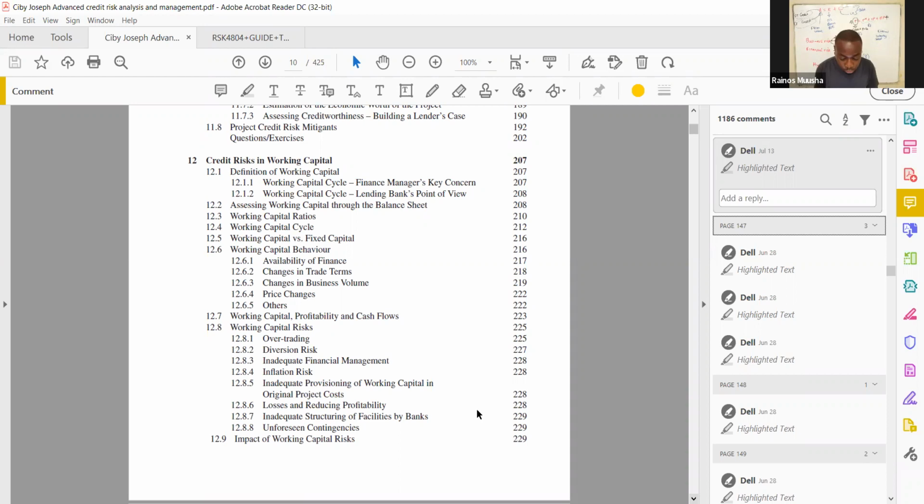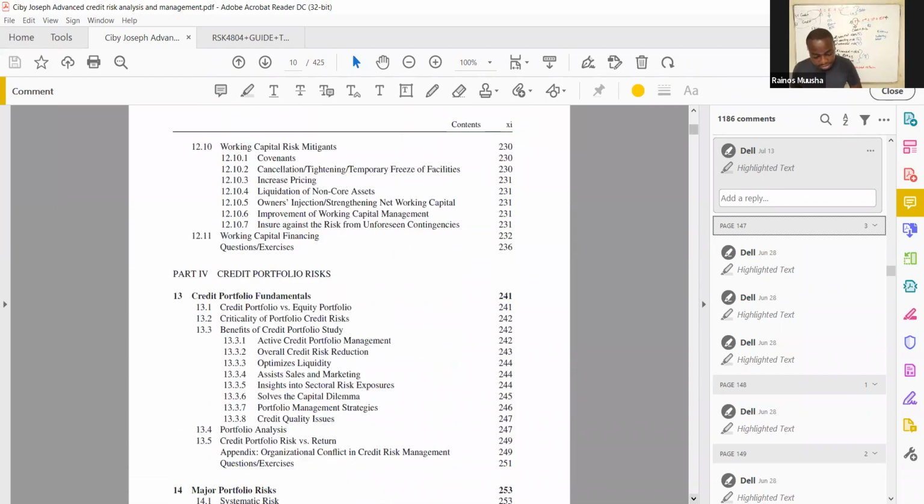And here, that's when we're going to be looking at the working capital cycle, where we look at the cash conversion cycle and analyze it in detail. Then we'll also look at the working capital risks as well, and we're going to look at them in detail to say, what are the different working capital risks and how do you mitigate them as well?